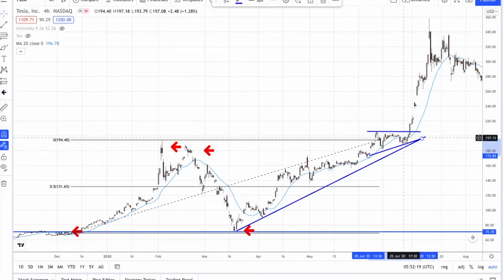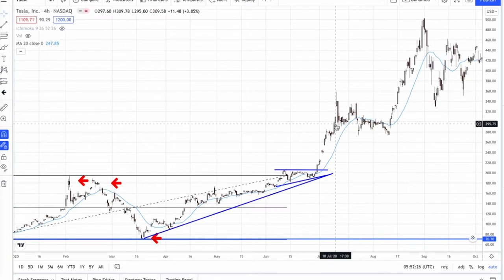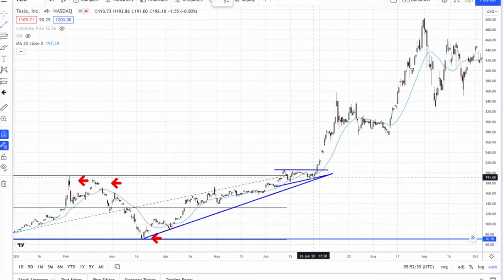So what happened afterwards was a breakout to the upside. Price again trended above the 20 MA and then it started consolidating.